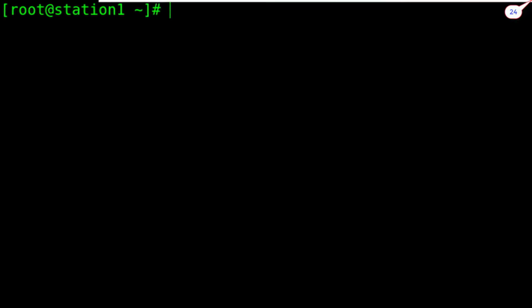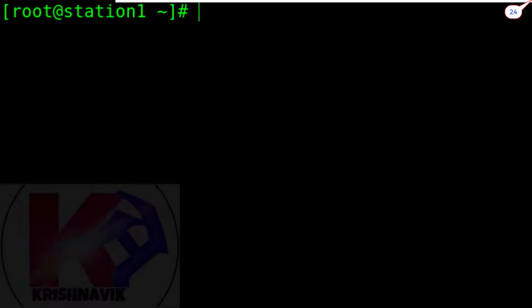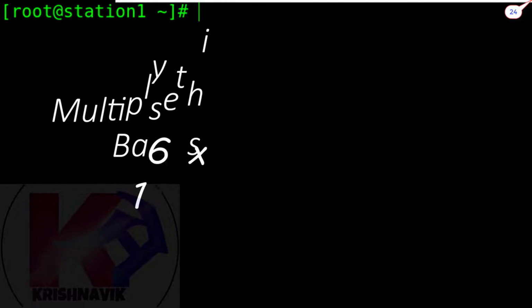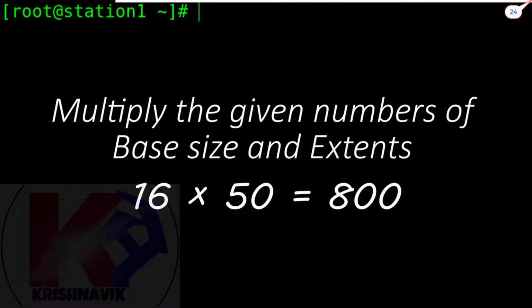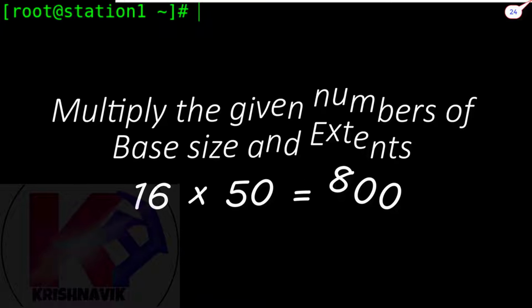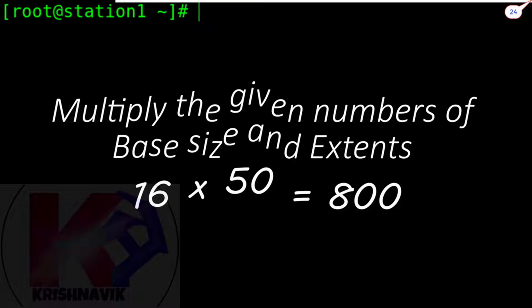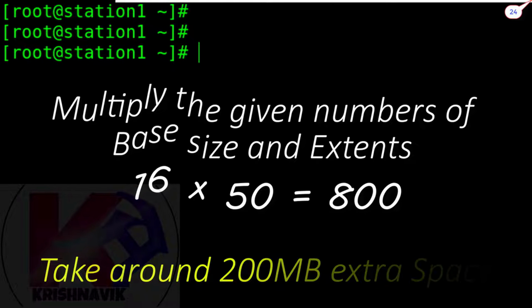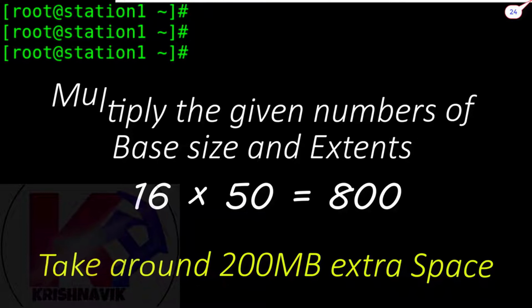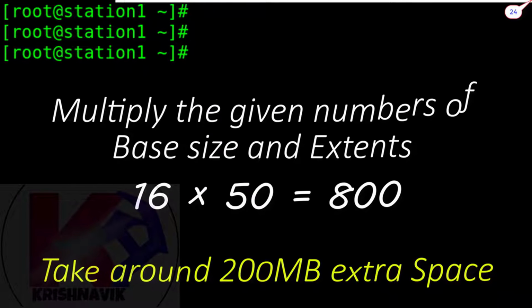Answer. The trick to resolve this question is that we have to multiply the given numbers of base size and extent. 16 into 50 equal to 800. Take around 200 MB extra space, so create partition with 1000 MB or 1 GB.